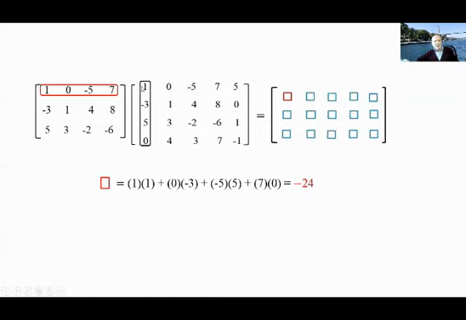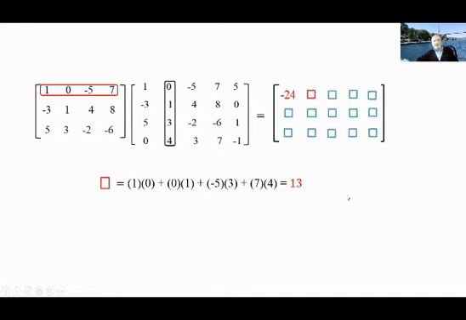So 1 times 1 plus 0 times -3 plus -5 times 5 plus 7 times 0. You get -24. Now the second, still first row, second column: 1 times 0, 0 times 1, -5 times 3, 7 times 4. You get 13.